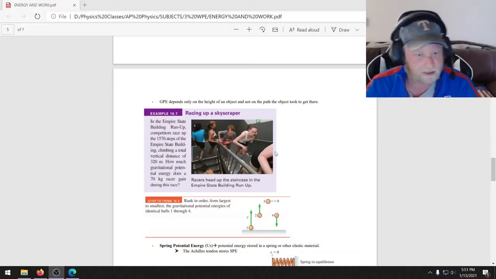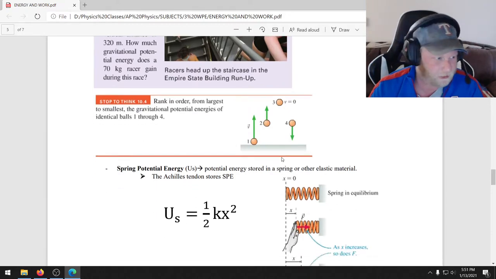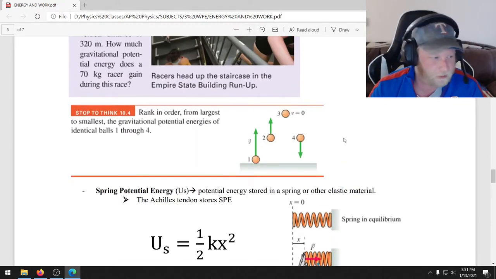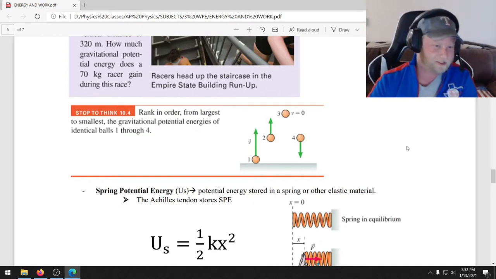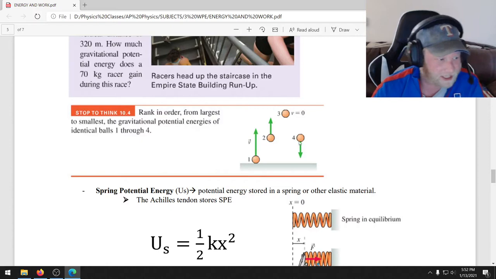Now, take a look at Stop to Think 10.4. In this scenario, we've got 4 identical spheres. So they have the same mass, and they're all at different heights. And we want to rank their gravitational potential energies from largest to smallest. So take a second, pause the video, see if you can figure that out.